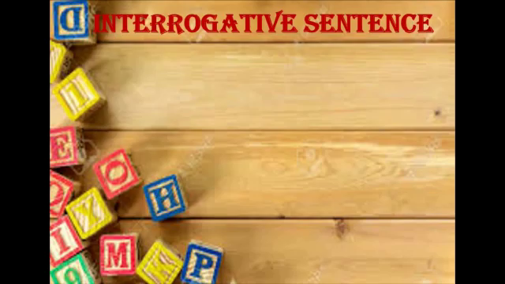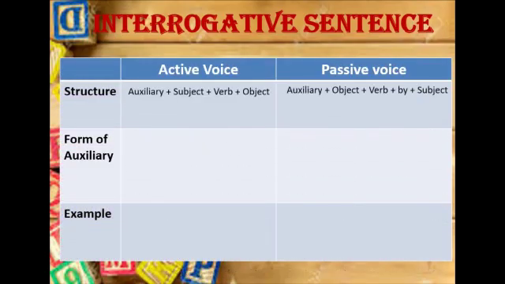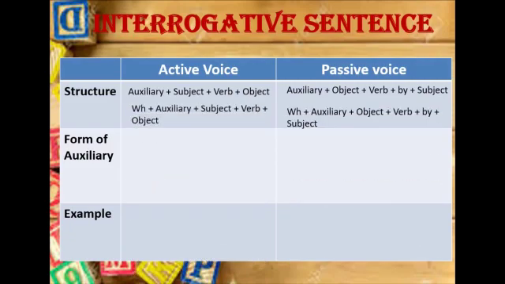Now let's discuss interrogative sentences. And the structure of interrogative active voice is auxiliary plus subject plus verb plus object, and passive voice is auxiliary plus object plus verb plus by plus subject. The first one is the structure of yes-no question, and the second one is WH question. So the structure in active voice of WH question is WH plus auxiliary plus subject plus verb plus object, and in passive voice it is WH plus auxiliary plus object plus verb plus by plus subject.